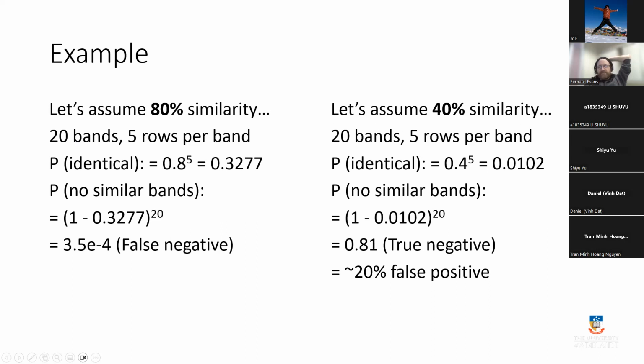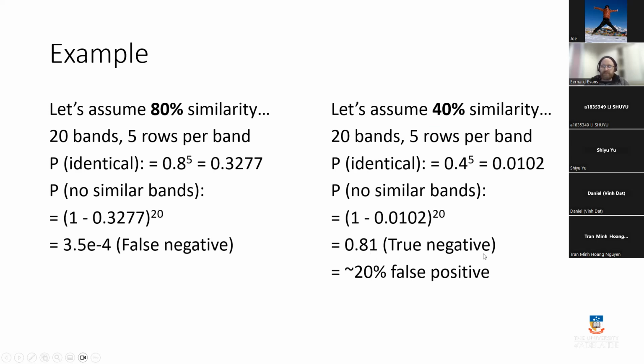Okay, let's assume that we have 40% similarity, right? So the documents are 40% similar. We don't really want to say these two documents are the same because they're not actually that similar. We have 20 bands, 5 rows per band. The probability that they're identical in a band is this number, 0.0102. The probability that they have no similar bands is 1 minus this to the power of 20.